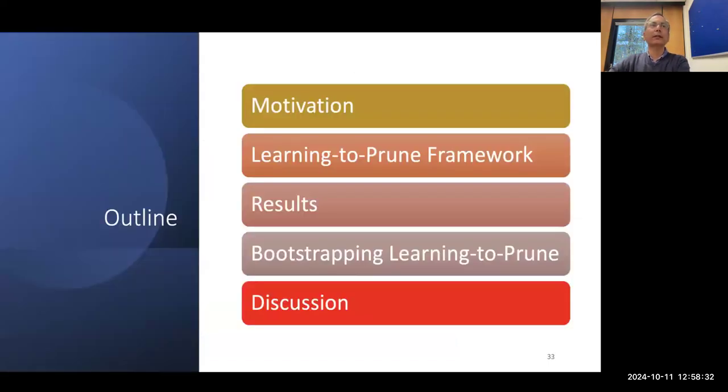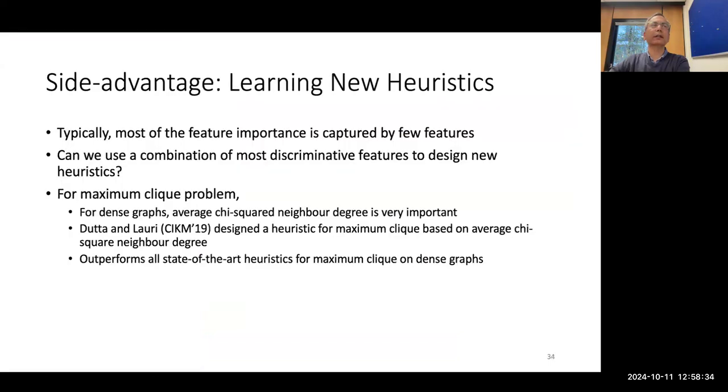So I just want to bring some discussion points here. So one is that one of the big side advantages of this is that we can use it to learn new heuristics, and that was one of my main motivations to look into this framework. So typically, most of the feature importance is captured by very few features. So we can actually use a combination of the most discriminative features to design new heuristics.